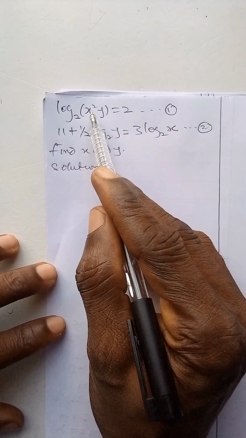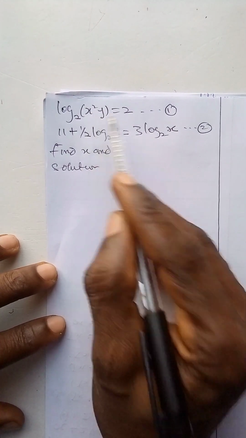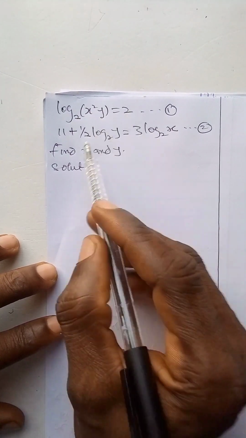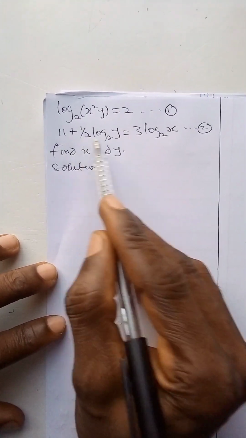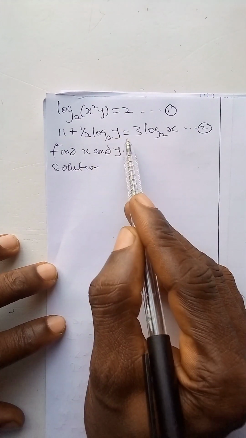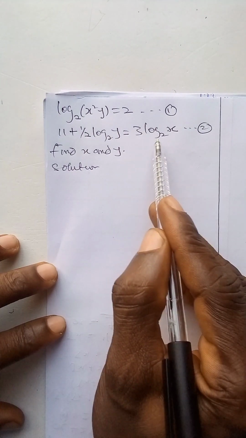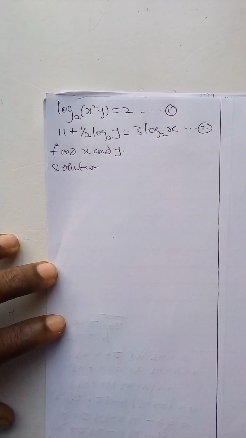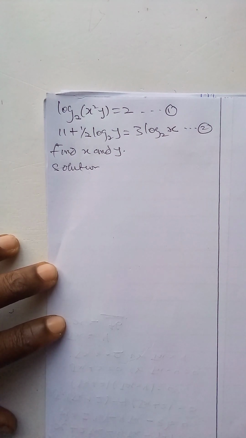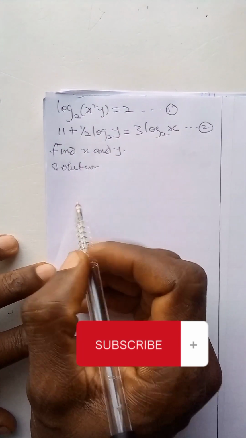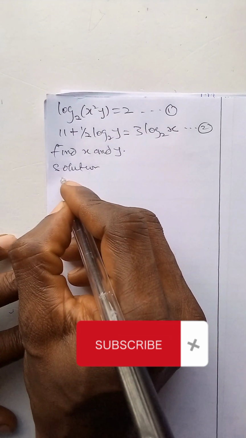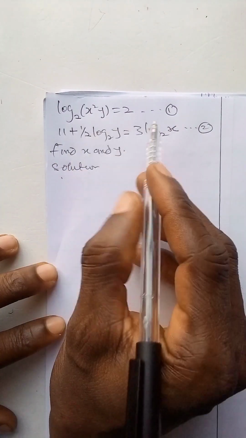Log to base 2 of x squared times y is equal to 2. That's equation 1. And 11 plus 1 over 2 log to base 2 of y is equal to 3 log to base 2 of x. I am going to use two methods to solve this system of equations. Now, the first method will be a bit lengthy, and that is simply applying whatever rules we know in logarithms.